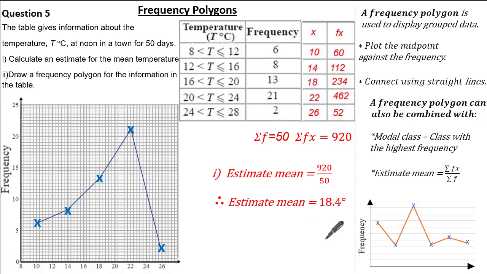So in summary, remember a frequency polygon is used to display grouped data. We have to identify the midpoint and plot it against the frequency. And always remember to connect using straight lines. Frequency polygon questions can also be paired with data analysis, such as identifying the modal class or working out the estimate mean.